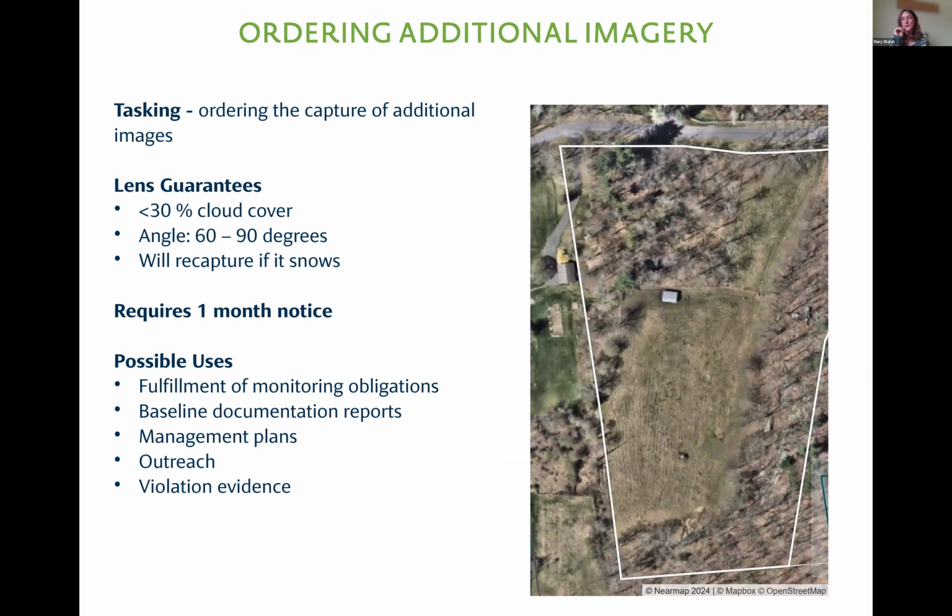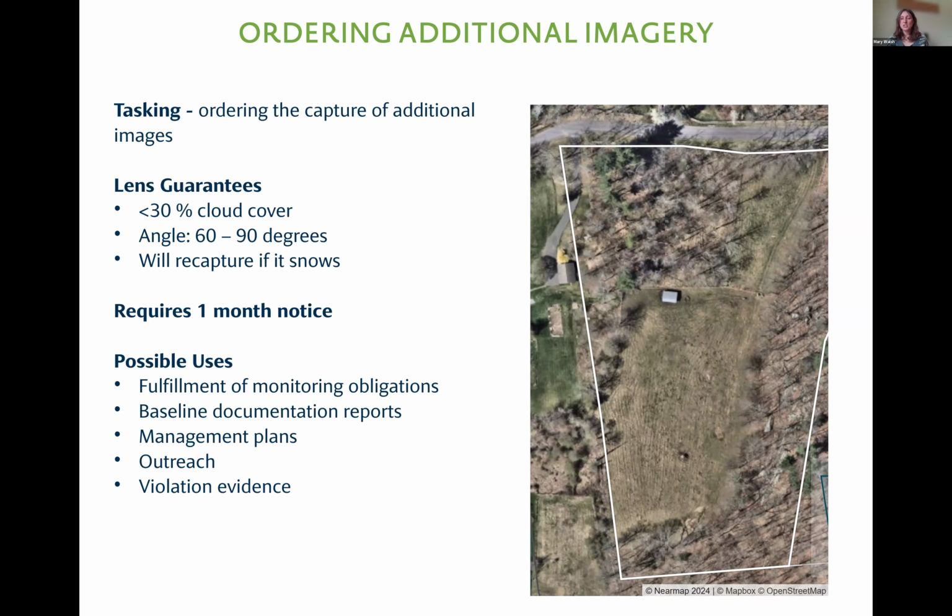Okay, but sometimes you will consider ordering additional imagery if all of that isn't good enough. So Lens does allow you to order additional imagery, as I mentioned before, and they do have some guarantees. They guarantee that there will be less than 30% cloud cover. They guarantee that they'll capture the image so that the sun is between 60 to 90 degrees from the Earth. So you're not going to get images from 6 p.m. And they'll recapture if it snows, which is very helpful. But it also is a good reminder that you should not wait until last minute.